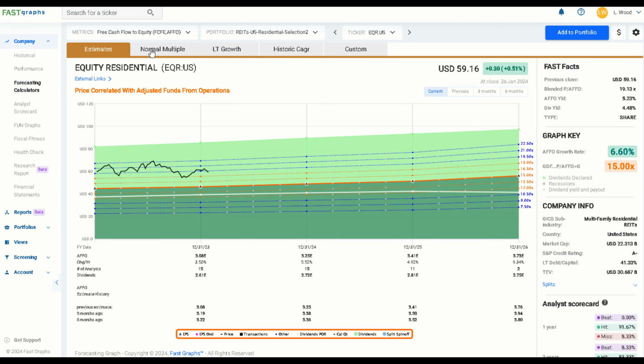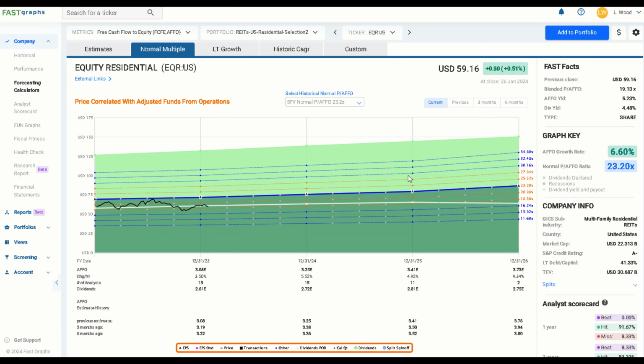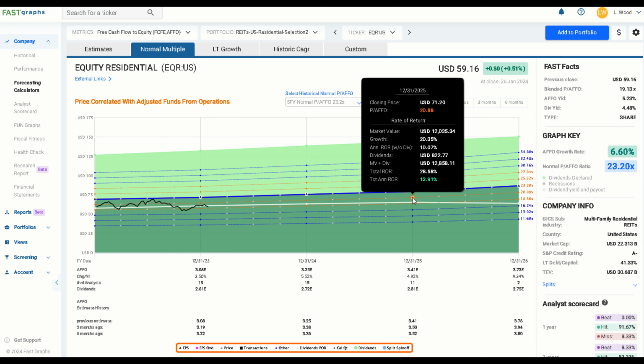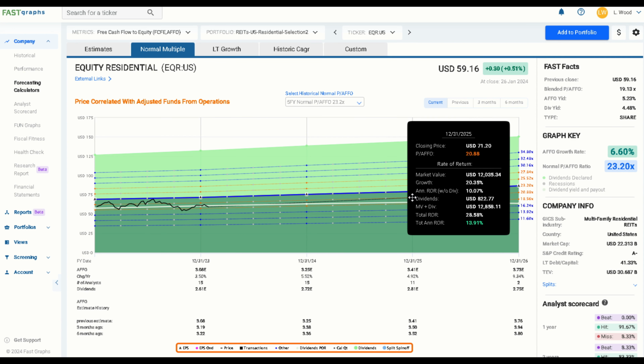Forecasting calculator. So a normal AFFO has been about 23 times. Even if we discount this down to an expectation, I think, of about 20 to 21 times, we're talking about a 14% total annualized rate of return. We can see here there's been a small dip down in the analyst estimates of AFFO. Not as great as it's been with some of the other residential REITs, but certainly something to keep in mind. Expectations here are for some increases in the dividend from the analysts.